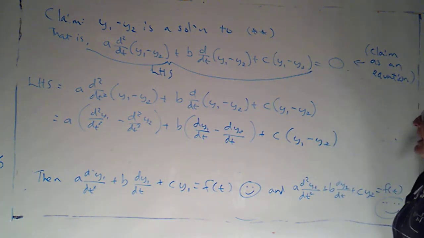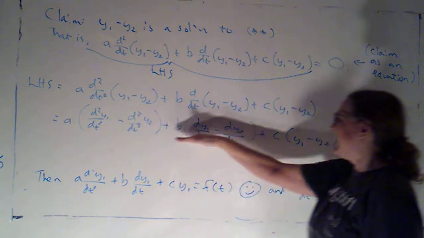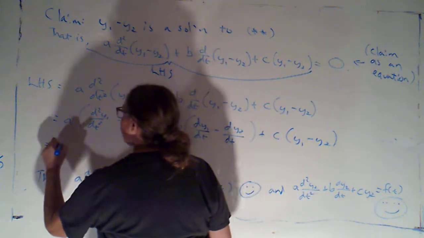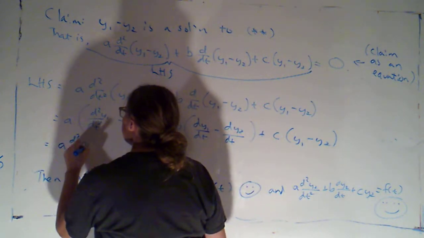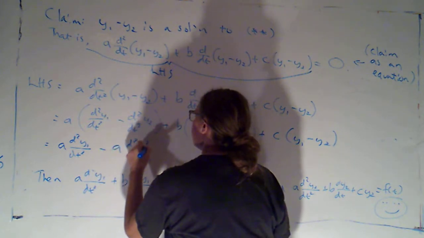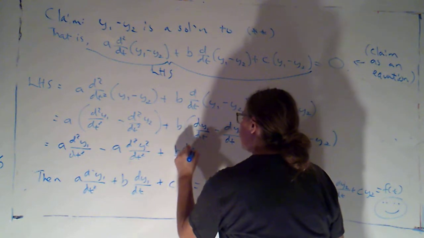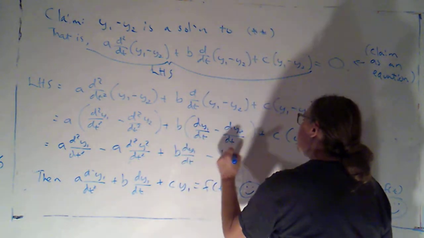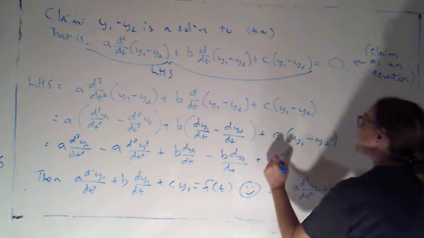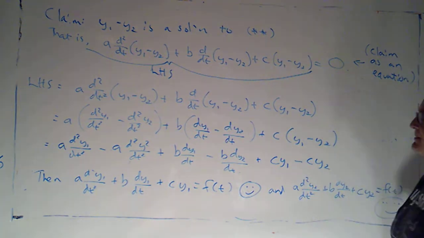Okay. Now, I'm just going to use the distributive property. I can distribute the a's, I can distribute the b, I can distribute the c. So I'm going to have a times the second derivative of y1 minus a times the second derivative of y2, plus b times the first derivative of y1 minus b times the first derivative of y2, plus c times y1 minus c times y2.